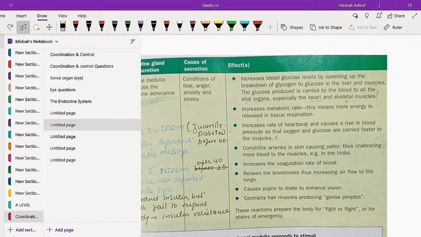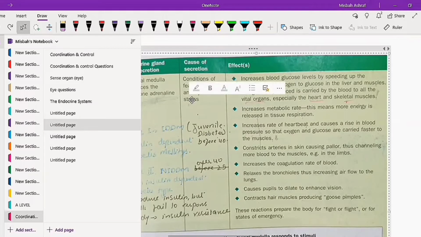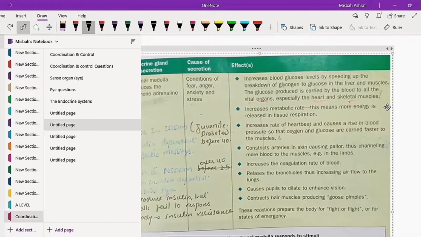Glucagon also increases the blood glucose concentration, and the adrenal gland also increases the blood glucose concentration. Just remember this. Now, how does it help in conditions like fear, fight, flight, anxiety, or how does it bring the conditions back to normal? There are some actions brought about by adrenaline. It increases the blood glucose concentration, right?